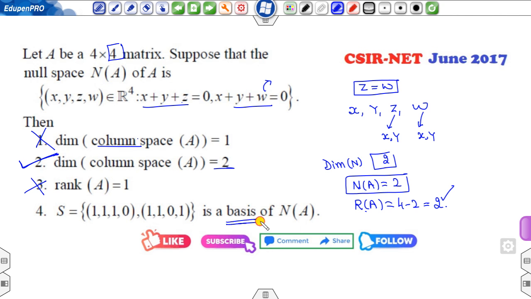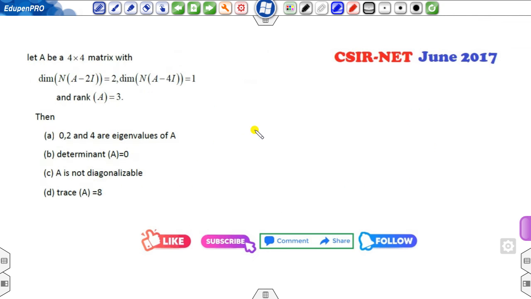S is the basis of the null space. Check whether this is satisfied. 1 plus 1 plus 1 is 0, not satisfied. Right option is B, the correct answer. Look at this another one.